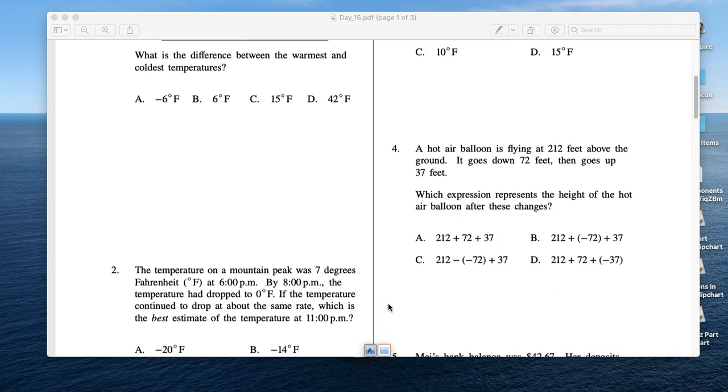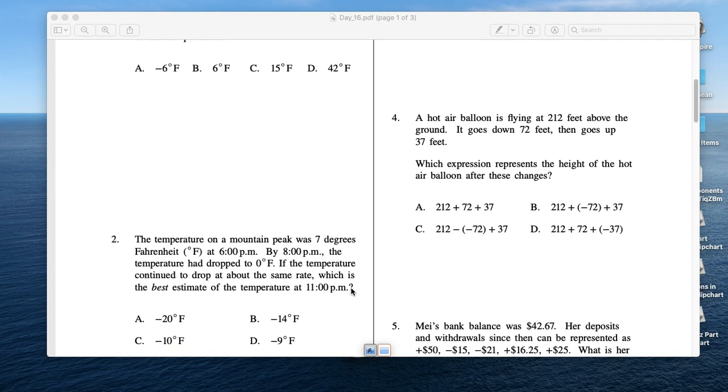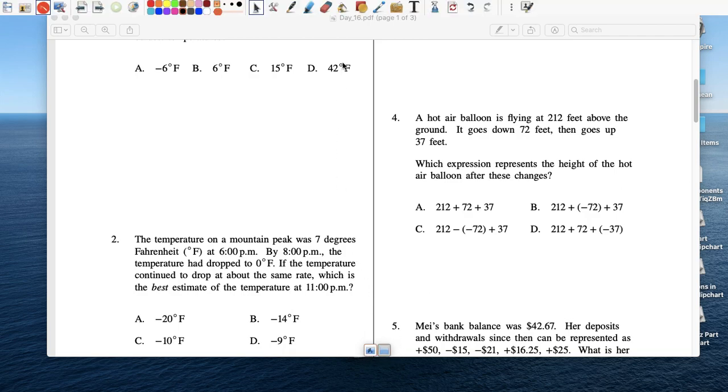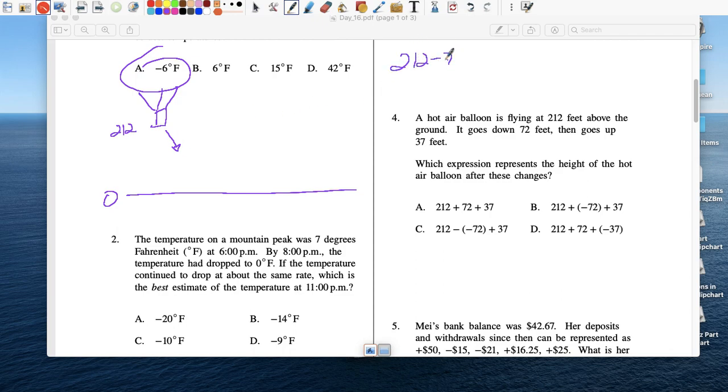Number 4, a hot air balloon is at 212 feet above the ground. It goes down, so here is the ground, which is 0. Here's the hot air balloon, right? And right now it's at 212 feet above ground. It goes down 72, so let's think about where it goes. So it's 212 minus 72.